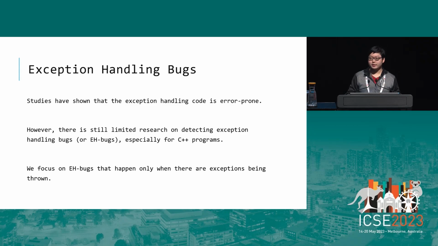Studies have shown that exception handling code is error-prone. However, there is still limited research on detecting exception handling bugs, or what we call EH bugs. So what is an EH bug? Any bug related to exception handling can be called an EH bug. In our work, we only focus on EH bugs that happen when exceptions are being thrown. Let's see an example.